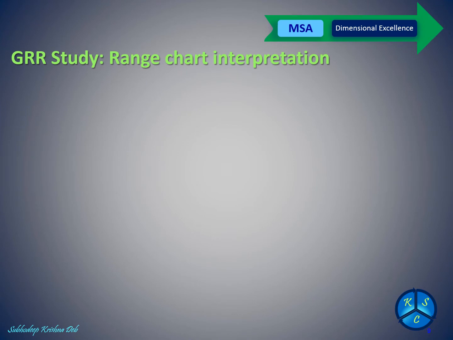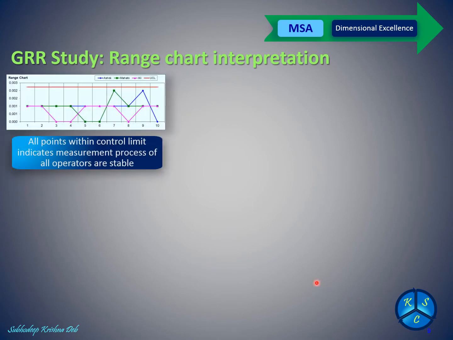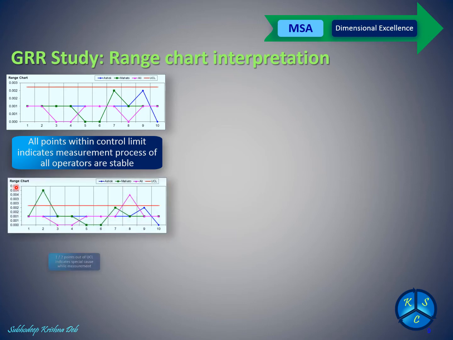How to interpret the range chart? Let us understand the different case scenarios. First case is all the points are within the control limit. The upper control limit that we have calculated and drawn in the range chart, all the points are observed within the limit. This means our measurement process is stable and there is no special cause.